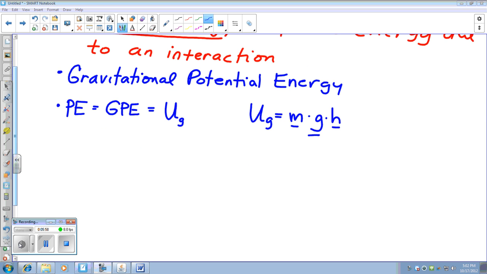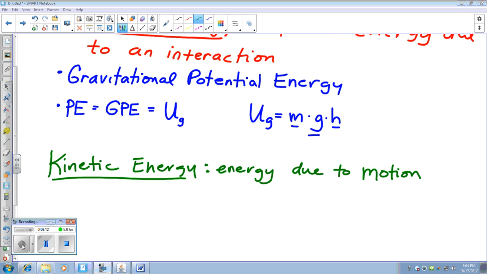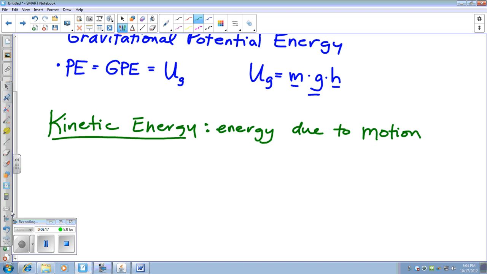The other type of energy that we're going to be discussing a lot is kinetic energy. Kinetic energy is energy due to motion. Now, kinetic energy is sometimes represented as KE, but we're going to just go with simply K, a capital K. And our kinetic energy is going to be equal to 1/2 multiplied by the mass multiplied by the velocity squared.